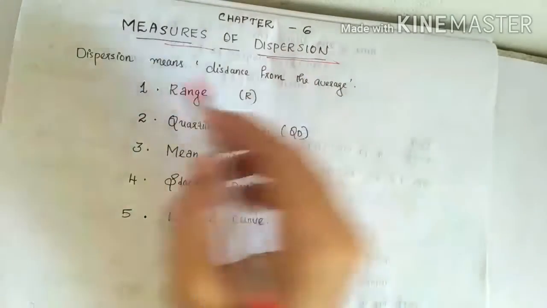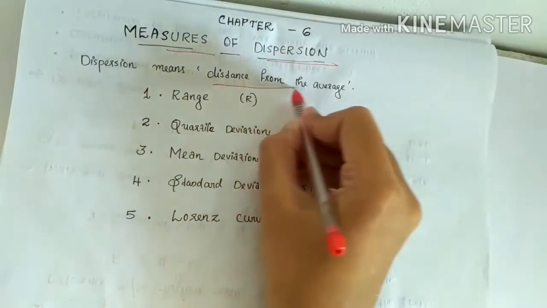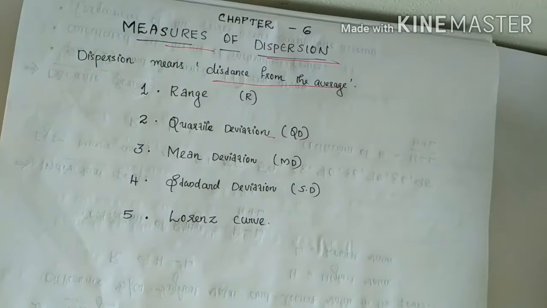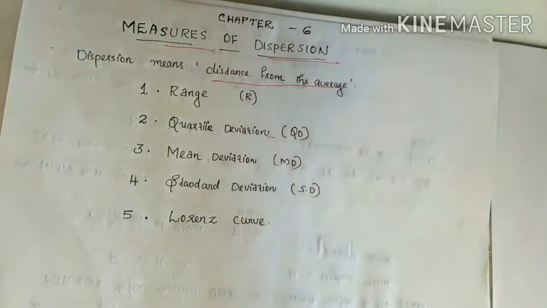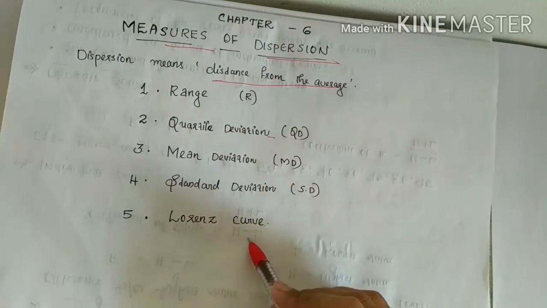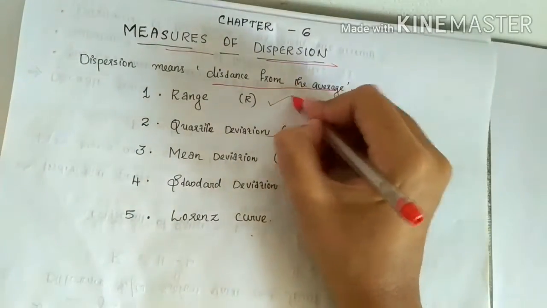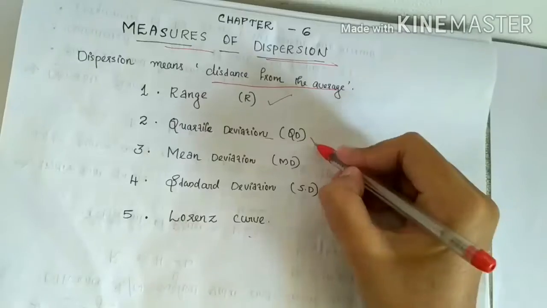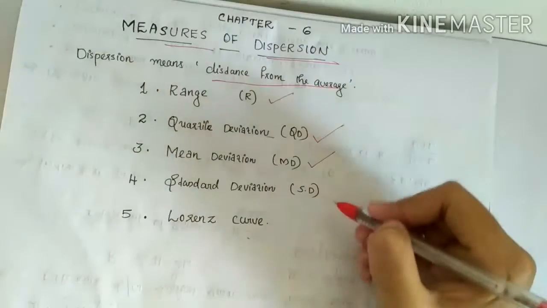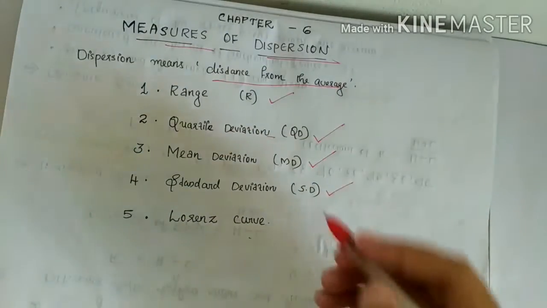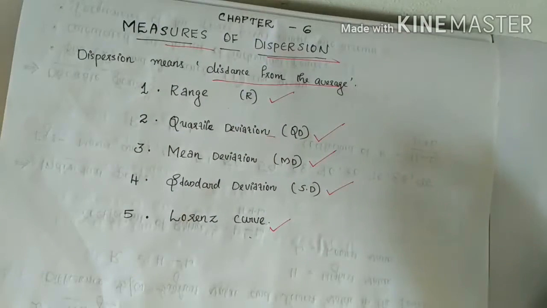The term dispersion means distance from the average. In the case of measures of dispersion, there are five types. First one is range, second one quartile deviation, third one mean deviation, fourth one standard deviation, and the fifth one is Lorenz curve.